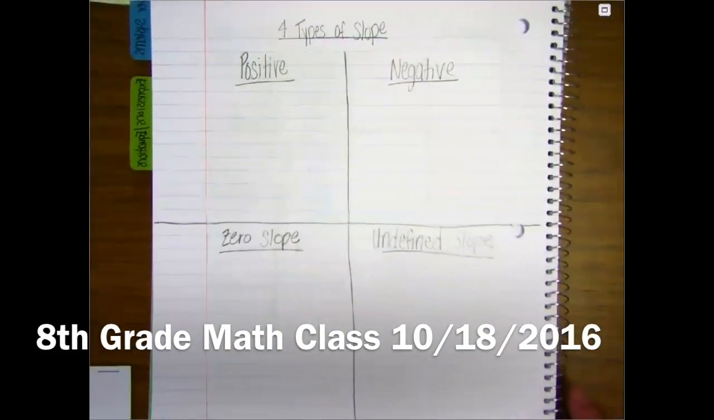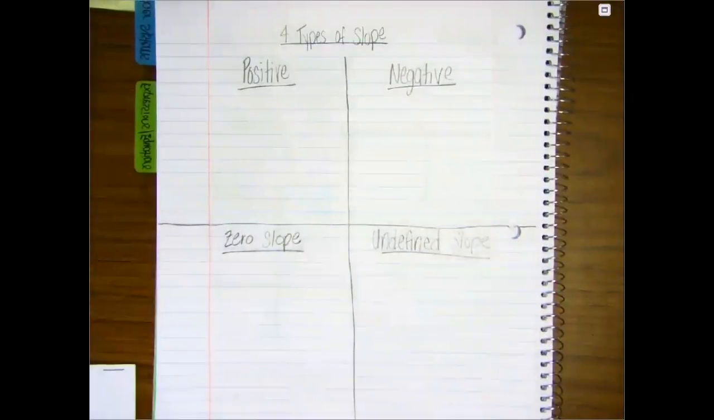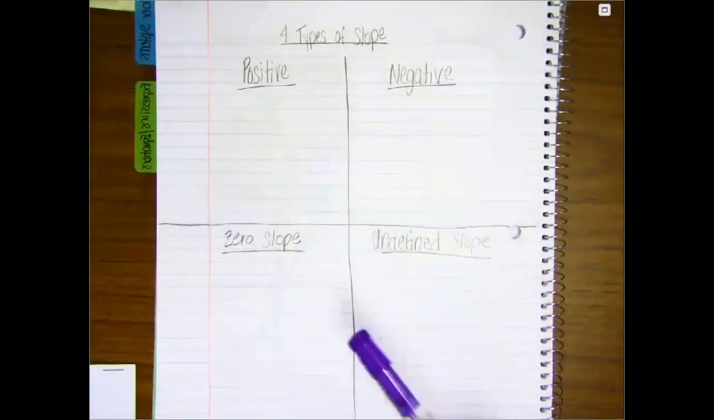Right, so there are 4 types of slope. You have your positive slope, you have your negative slope, you have what's called a zero slope, and you have what's called an undefined slope. You have positive, negative, zero, and undefined. We're going to look at positive first.